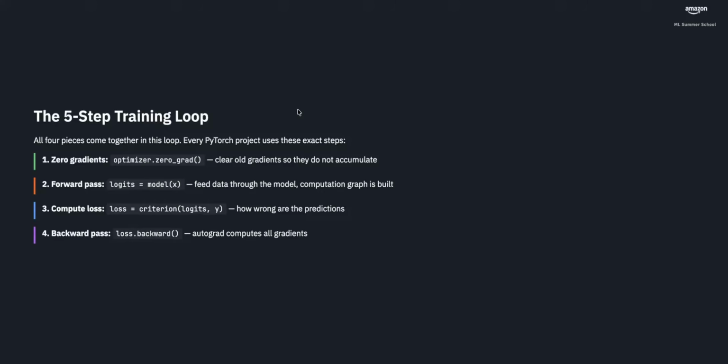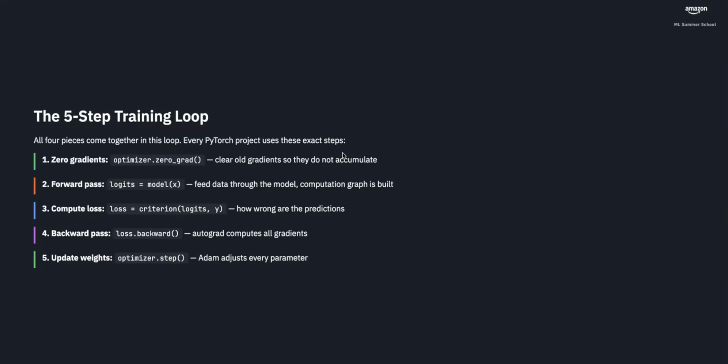Step 4, backward pass. loss.backward walks back through the entire graph and computes the gradient of loss with respect to every parameter. Every learnable number in the model gets a gradient. Step 5, optimizer step. Adam looks at every parameter's gradient and decides how much to update it. After this, all weights have moved slightly in the direction that should reduce the loss.